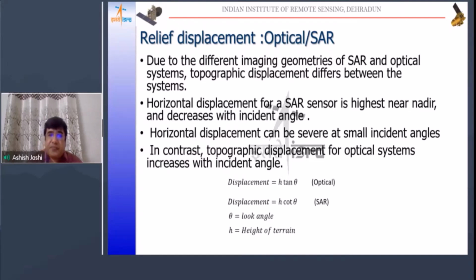Okay, so how is the topographic displacement for an optical sensor and a SAR sensor? The displacement is given by h tan theta for the optical, and by h cot theta for the SAR, where theta is the look angle. Due to the different imaging geometries of SAR and optical systems, topographic displacement differs between the systems. Horizontal displacement for the SAR sensor is highest near the nadir and decreases with the incident angle. Horizontal displacement can be severe at small incident angles.